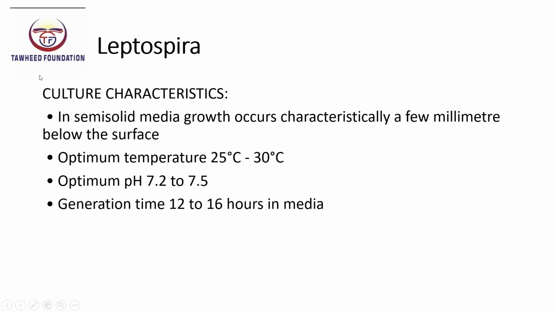In semi-solid media, Leptospira show characteristic growth a few millimeters below the surface, which is a helpful diagnostic clue. The optimum temperature for growth is between 25 to 30 degrees Celsius and the ideal pH is around 7.2 to 7.5. Their generation time is relatively slow, up to 12 to 16 hours, which explains why cultures take a long time to yield visible growth.